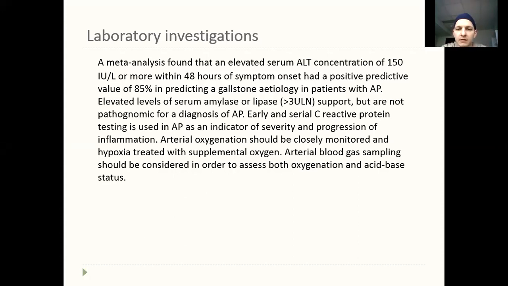Early and serial C-reactive protein testing is used in AP as an indicator of severity and progression of inflammation. Arterial oxygenation should be closely monitored and hypoxia treated with supplemental oxygen. Arterial blood gas sampling should be considered in order to assess oxygenation and acid-base status.